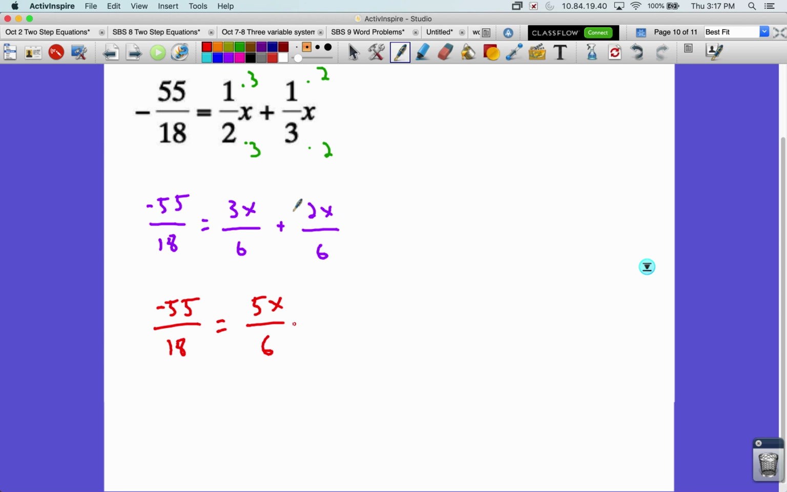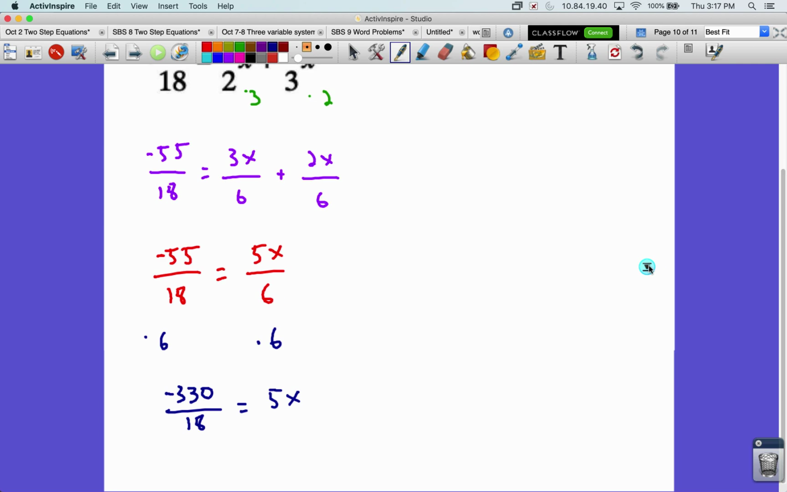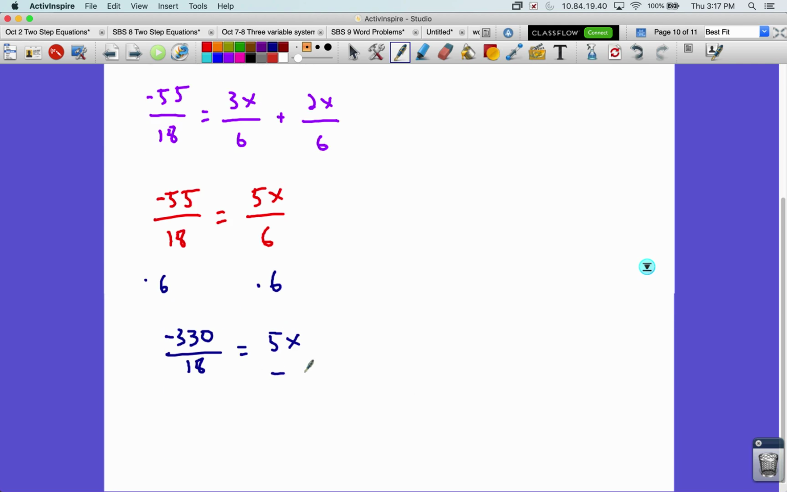All right, I can get rid of the divide by 6 by multiplying both sides by 6. That 6 will go to the top, and I'll get negative 55 times 6, negative 330 over 18 equals 5x. All right, and then I need to get rid of the 5, so I divide by 5. And when you divide a fraction, you can also just multiply that to the bottom.